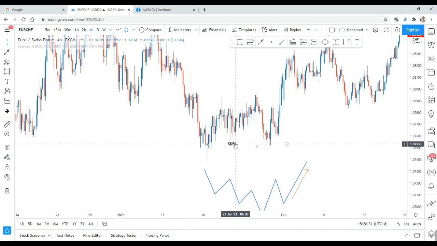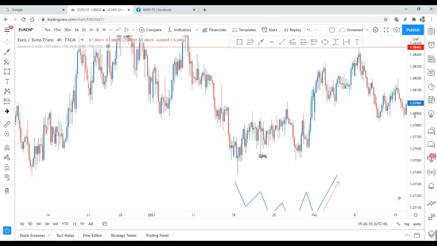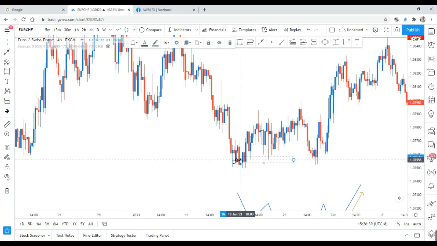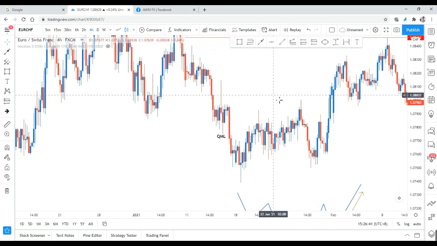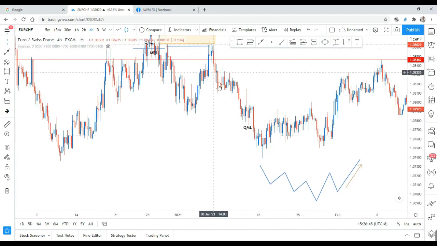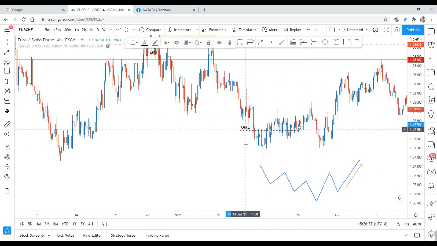Instead of labeling here, this looks more like a QML instead. Okay, I'll get this. This looks more like a QML than the one he labeled. Right, the price is moving down, correct? This is the head, and then there's a structure, and then the price moves down and then spikes up. Can you see the difference between labeling here and labeling here as your QML?